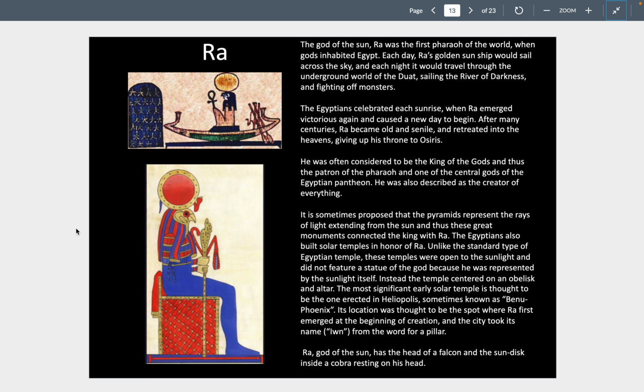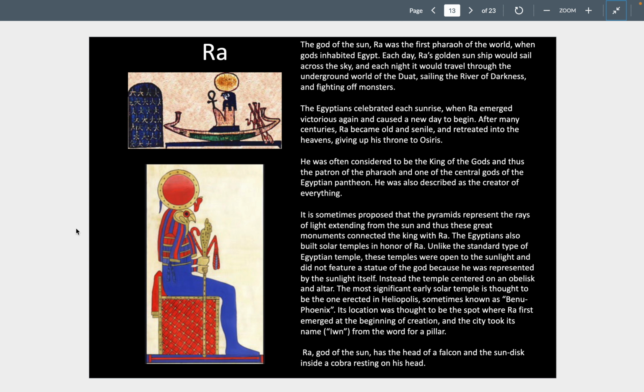After many centuries, Ra becomes old and senile and retreats into the heaven, giving up his throne to Osiris. So Ra was considered the king of the gods and the patron of the pharaoh, and one of the central gods in the Egyptian pantheon.